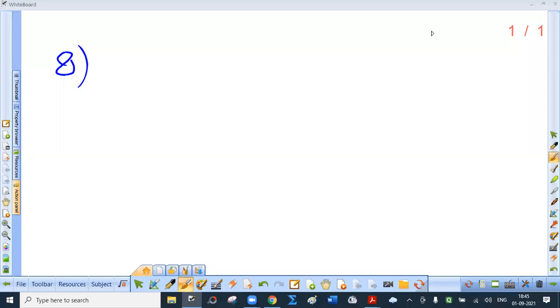Sum number 8. A ball is dropped from a height of 10 meter. It bounces to a height of 6 meter, then 3.6 meter and so on. Find the total distance traveled by the ball.